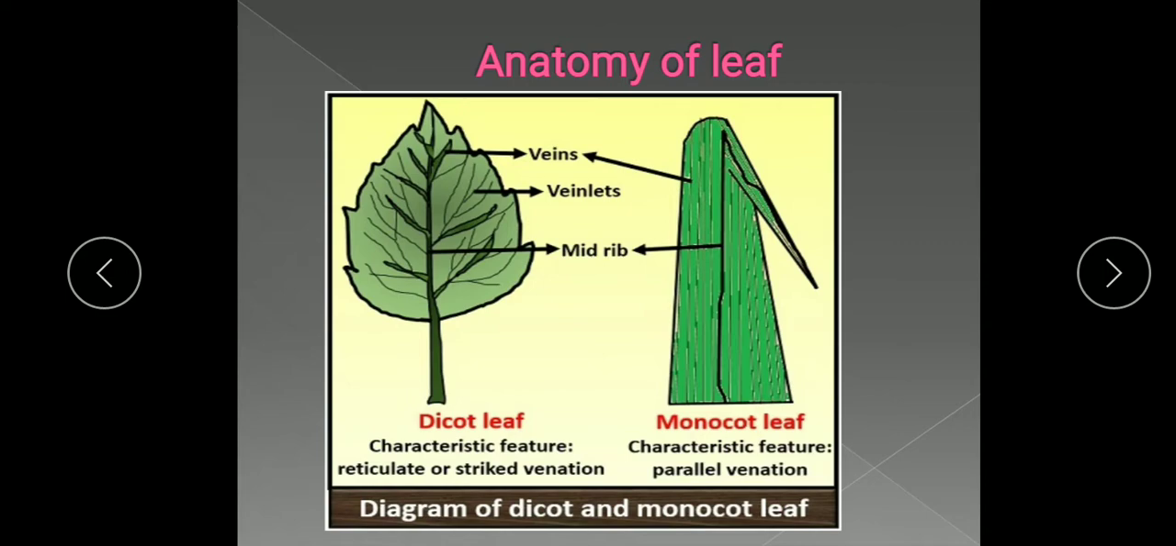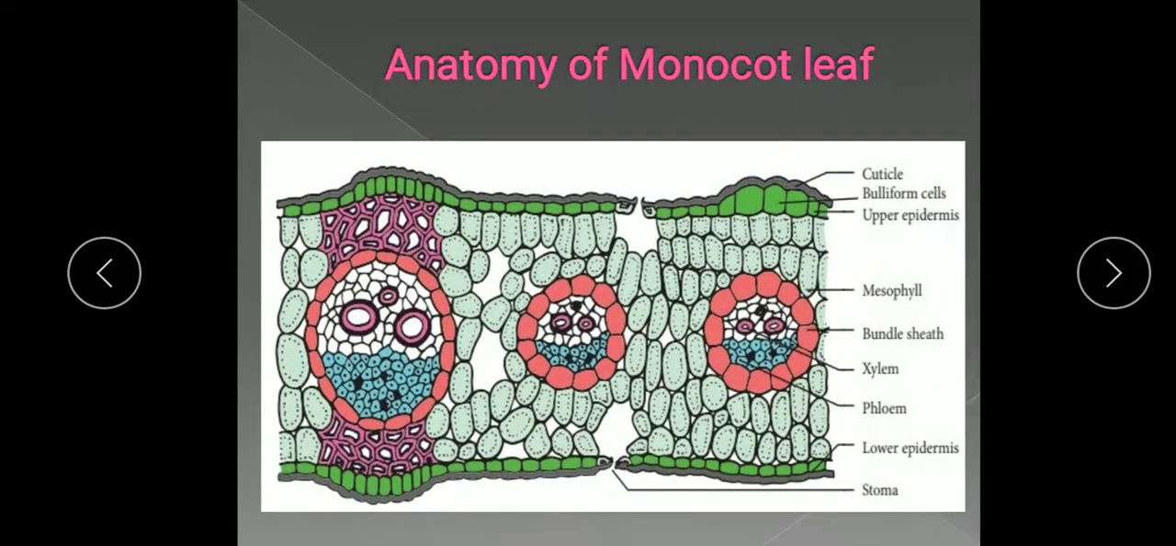The dicot leaf is known as the dorsiventral leaf also, and monocot leaf is known as the isobilateral leaf also. So these are also the names on the basis of their position: dorsiventral and isobilateral. Dorsiventral means the dicot leaf, and isobilateral, that is the monocot leaf. So let me study here the internal structure of the dicot and monocot leaf. Anatomy of monocot leaf.